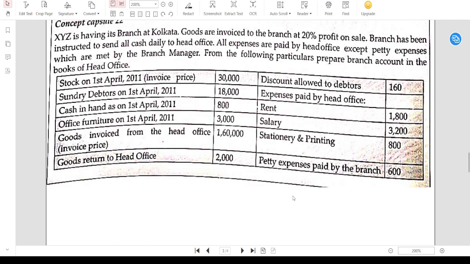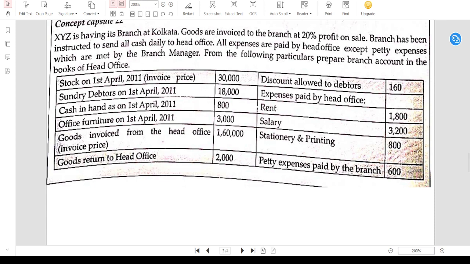See, stock given, it is there. Sundry debtor given, it is there. Cash in hand given, it is there. And if you see, office furniture is okay, fine, no problem. Goods sent to branch given. Goods return is also given. Discount allowed, expense paid given. Petty expense paid by branch 600 is given. Okay.